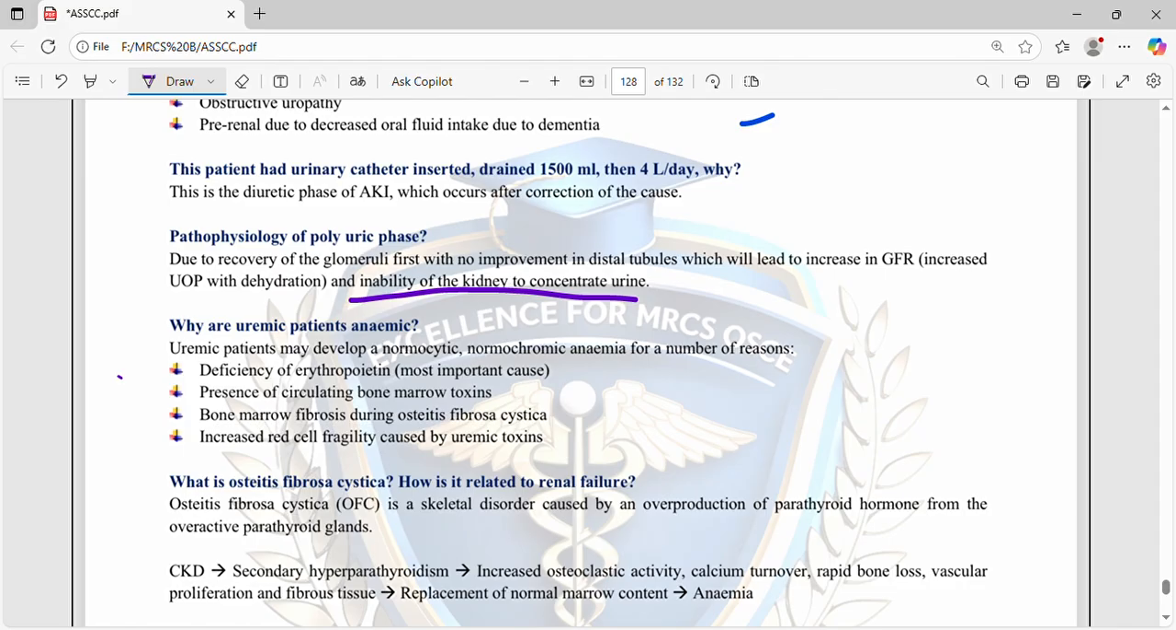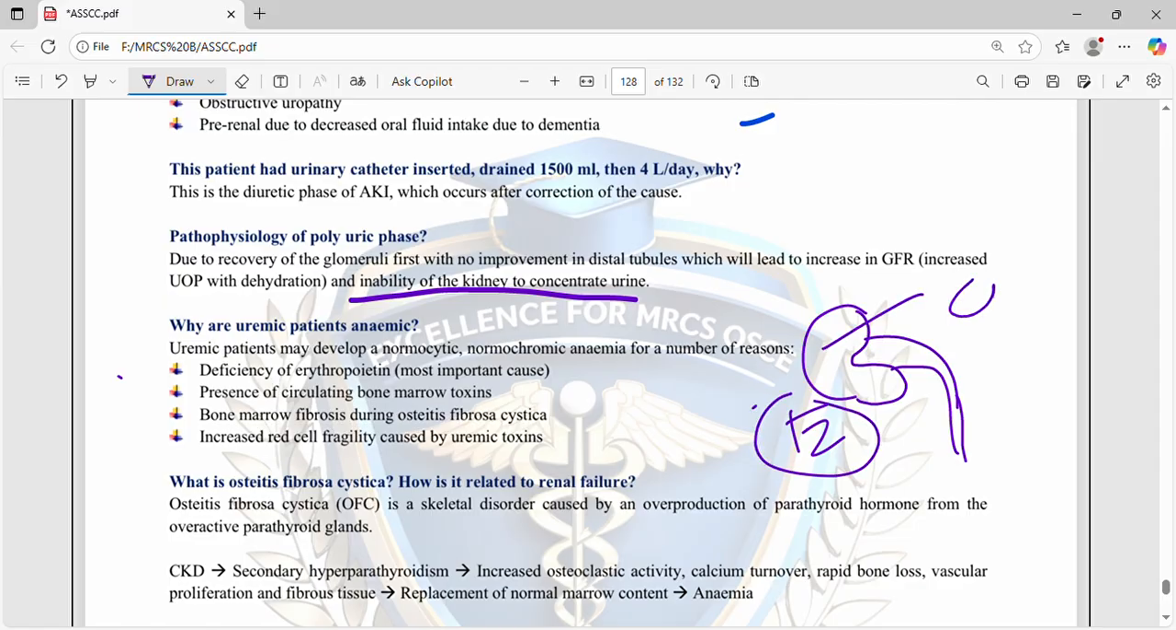So why are uremic patients anemic? Uremic patients may develop a normocytic normochromic anemia for a number of reasons. There can be deficiency of erythropoietin, the most important cause, because the kidney is the organ which secretes erythropoietin. So if there is chronic kidney failure, CKD, there will be no erythropoietin. Another cause is the presence of circulating bone marrow toxins. The kidney is the purifier of the body, so if there is a kidney problem, there will be toxins in the body. This can suppress the bone marrow cells, the hematopoietic cells.